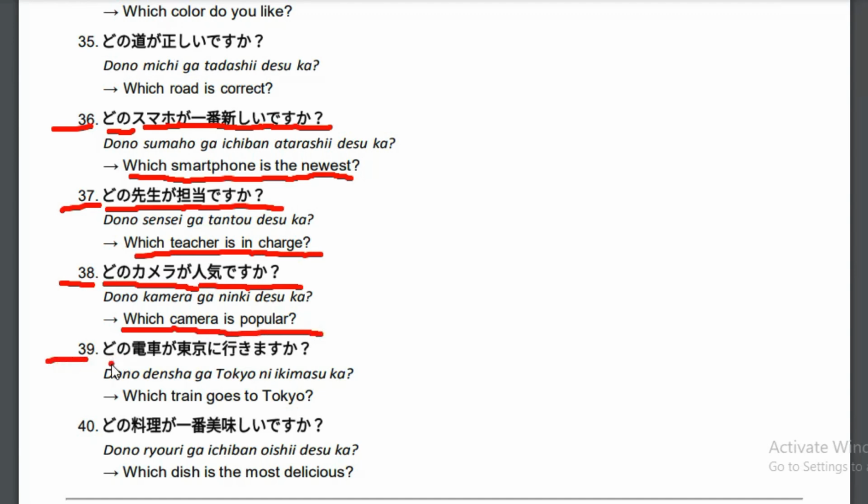The next is Dono densha ga Tokyo ni ikimasu ka? Means which train goes to the Tokyo. The next is Dono ryori ga ichiban oishii desu ka? Means which dish is the most delicious.